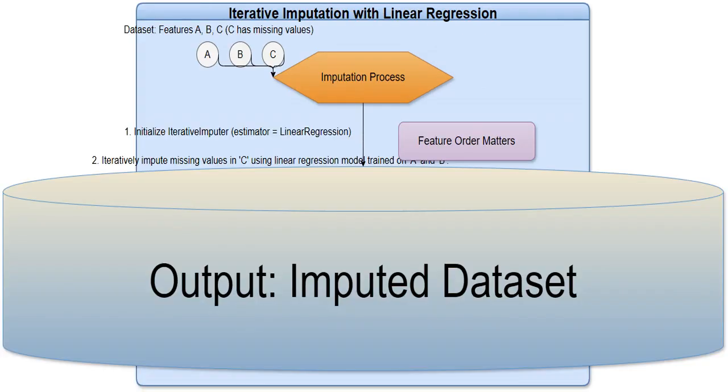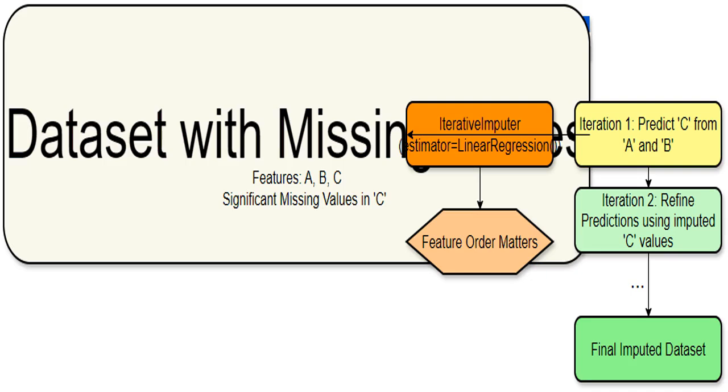My final output is the original dataset but with the missing values in feature C filled in using my iterative linear regression method. I see that feature C has a lot of missing data points. This is the problem we're trying to solve using the IterativeImputer. We'll use the other features, A and B, to predict the missing values in C.